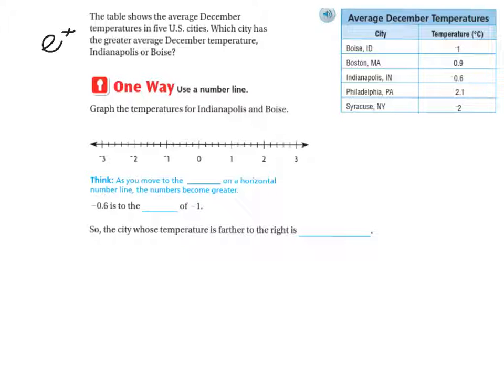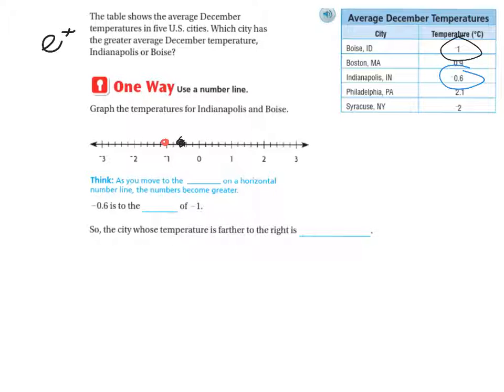So we're going to graph the temperature for Indianapolis first, which was negative 0.6. So negative 0.6 is going to be right about here. Let's see, maybe a little further. Right there. And then Boise would be negative 1. Let's go ahead and mark negative 1, which would be there.